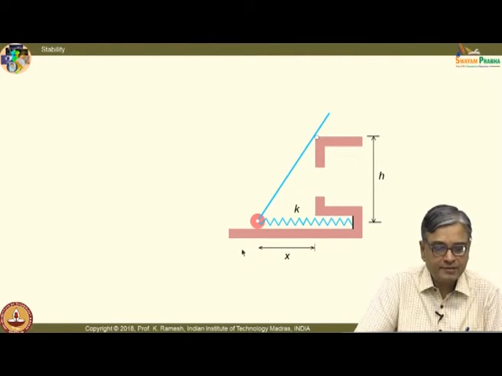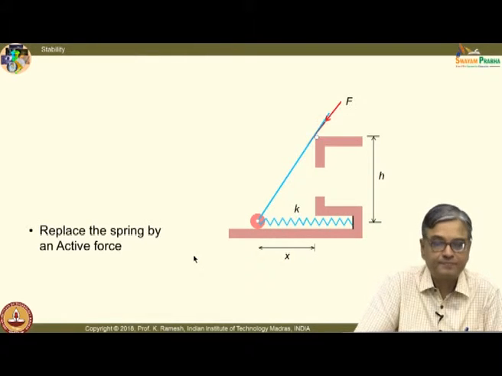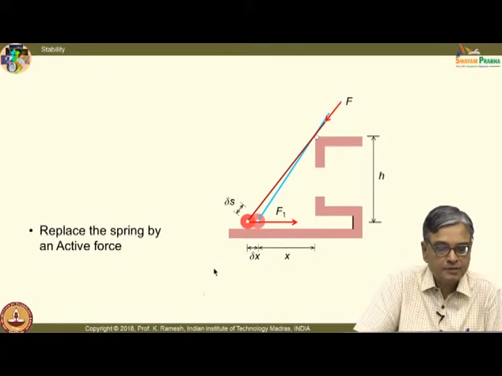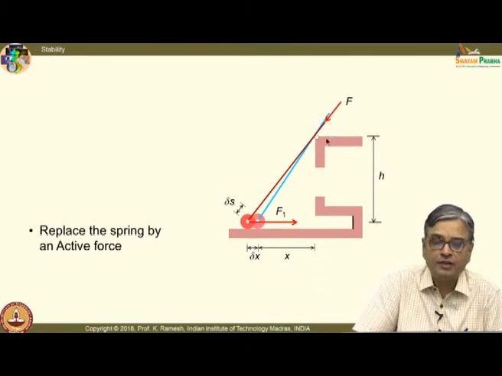What I will do now is, I will replace the spring by an active force. I do not have a spring, but I have replaced it by a force F1. So, I have on this system two active forces, force F and F1 acting. So, when I write delta W equal to 0, I must write the contribution of work done by this force as well as the work done by this force.